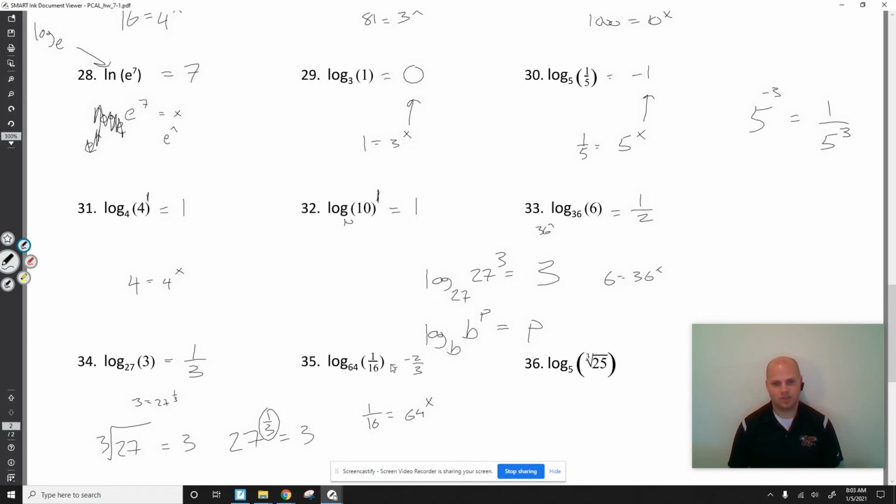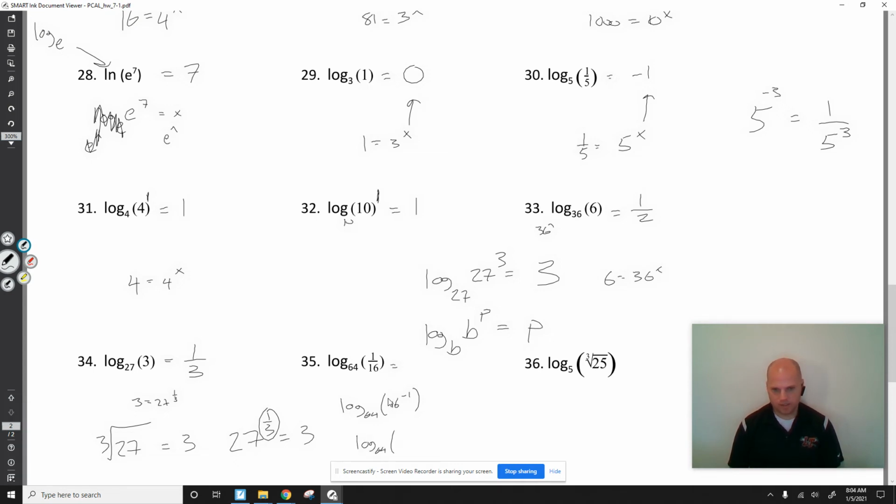What is the easiest way to show you that that's negative 2/3? It's got to be a negative power. And then I need to cube root this to get 4, and then I need to square 4 to get 16. So that's how you get the 2/3 here. How can I show that? Okay, ready? I think I got it.